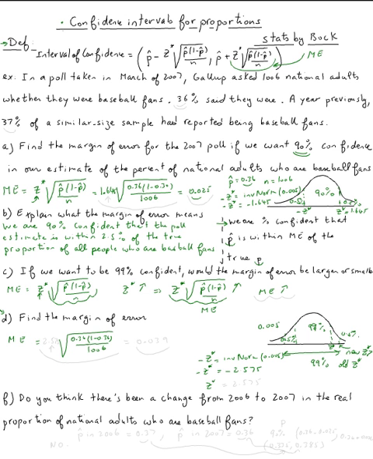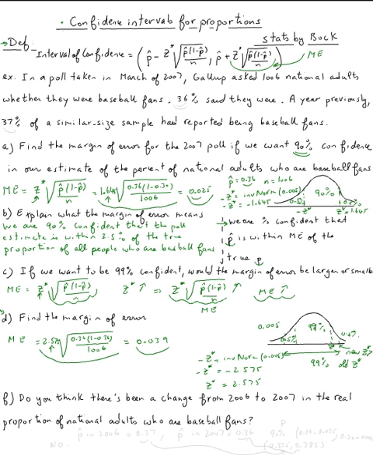So z star is 2.575. You notice if you compare these two, the only difference is this is 1.645 and this is 2.575. So of course we're going to get a bigger number. In this case it is 0.039. So you can see the margin got bigger. In here it's 0.025, in here it's 0.039, right? So the margin of error increases just as we expected.